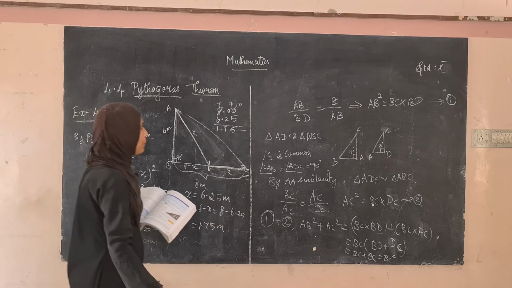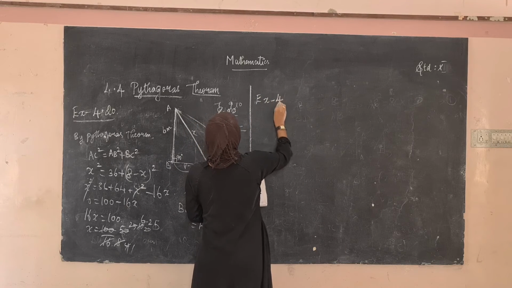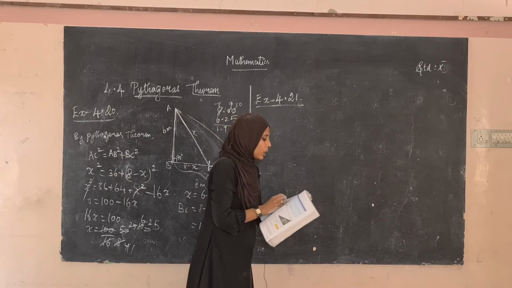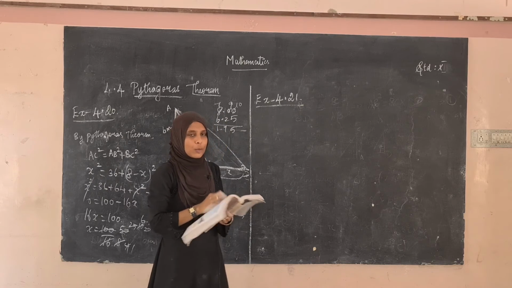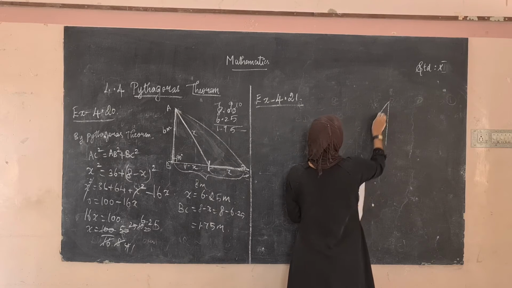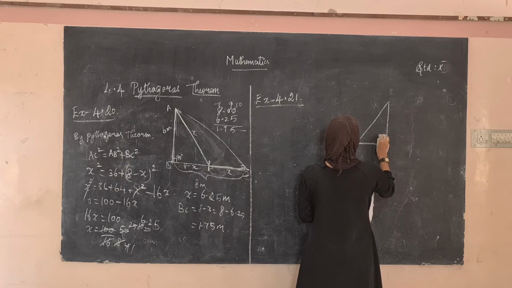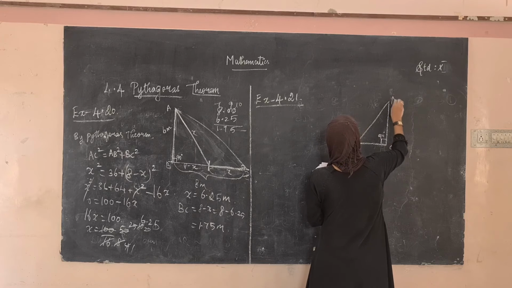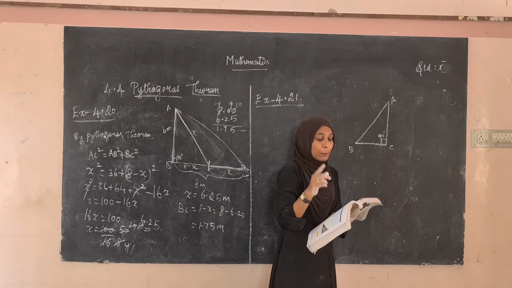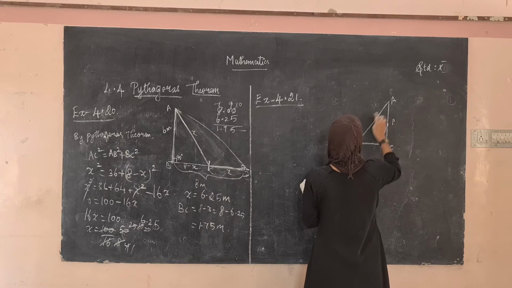Okay. Now example 4.21. P and Q are the midpoints of the sides CA and CB respectively of a triangle ABC, right angled at C. So this is 90 degree. This is C, and let this be A and this be B. Okay, so ABC is a right angle triangle. P and Q are the midpoints of the sides CA and CB. P is the midpoint of CA and Q is the midpoint of CB respectively.